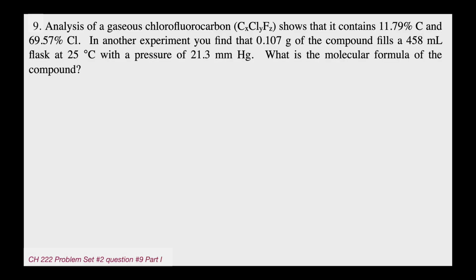We've got a gaseous chlorofluorocarbon, a CFC for short. And so that means it has carbon, chlorine, and fluorine. And when they analyze this CFC, it has 11.79% carbon, 69.57% chlorine. You'll notice it doesn't have fluorine, but if fluorine is the only game in town, then 100% minus those two numbers will give you the percent of fluorine.